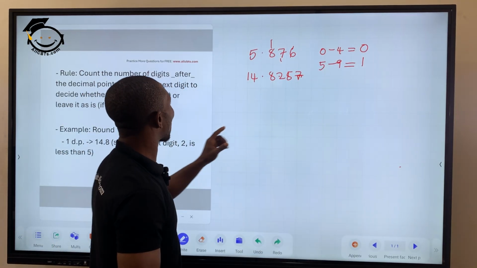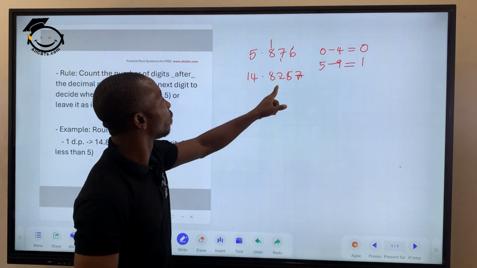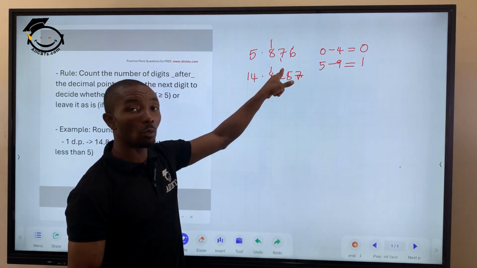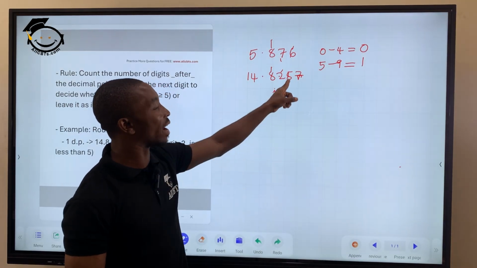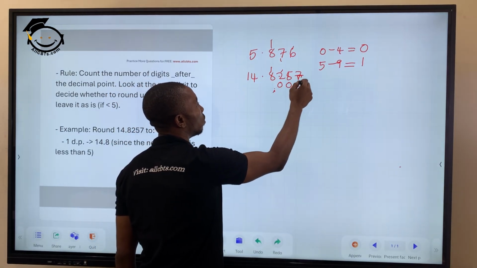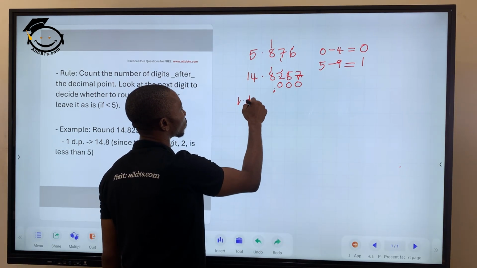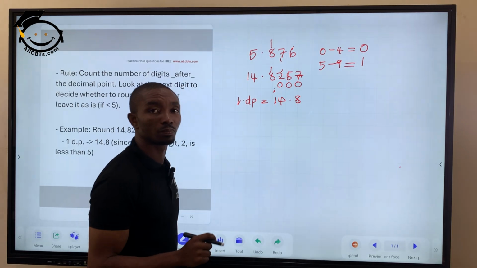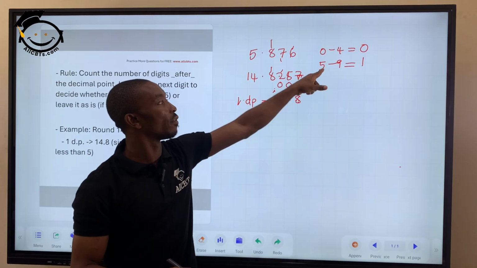Now, since we are asked to round up to one decimal place, the next number, this is our first decimal place. The next number to it, the number in the second decimal place, 2, is not up to 5. Alright? So this becomes 0, 0, 0. So our answer for one decimal place would be 114.8. Why? Because the next number to it is not up to 5.